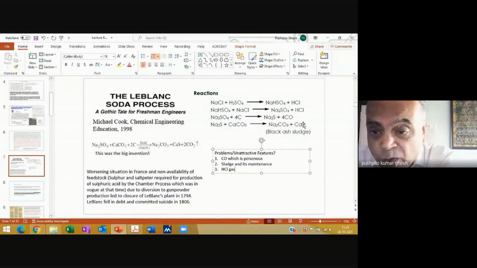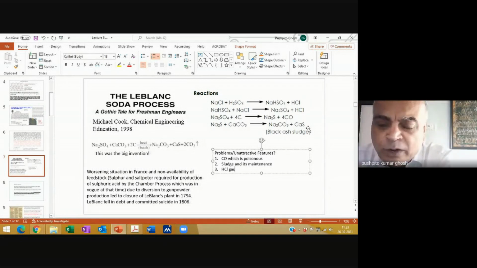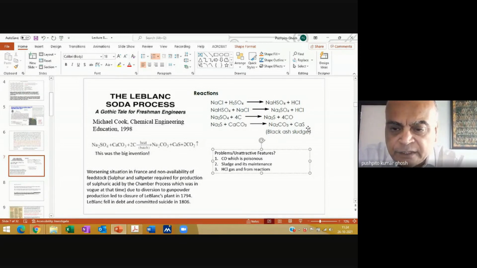And right next to it, I've got calcium sulfide. So what will happen when HCl sees calcium sulfide? Calcium chloride and H2S. Calcium chloride is not so harmful, but it would form H2S. You know how poisonous H2S is. HCl gas, and from reaction with CaS, you may even get H2S.